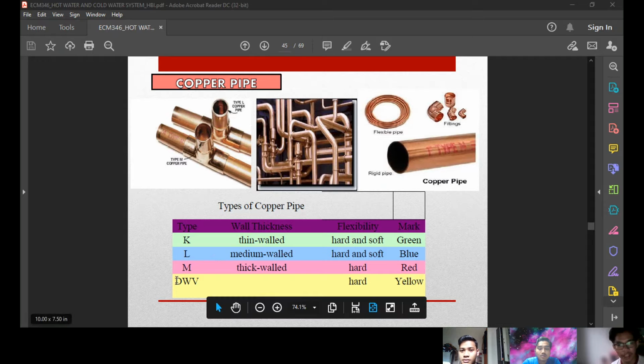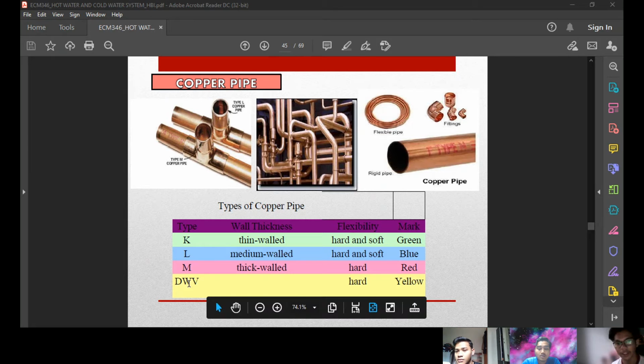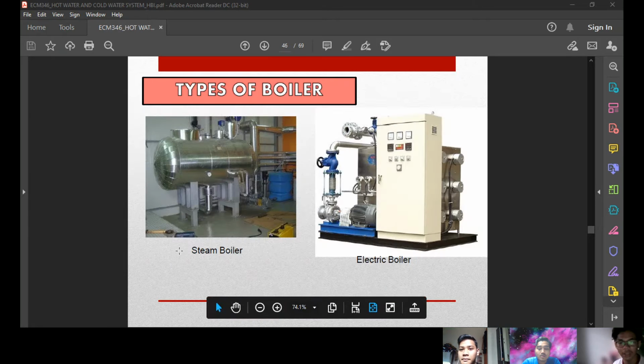And there is type M. The wall thickness is thick wall. Flexibility is hard, and the mark is red. The DWV, the flexibility is hard. This is a type of boiler. There are two types, which are steam boiler and electric boiler.